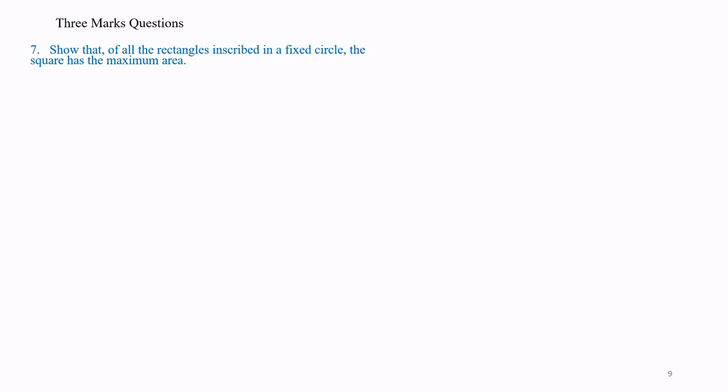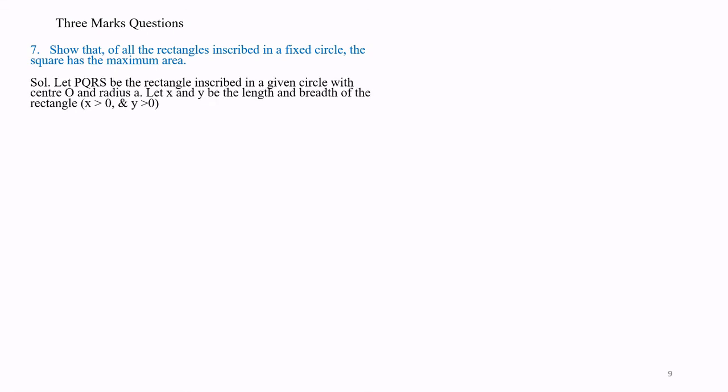Question number 7. Show that of all the rectangles inscribed in a fixed circle, the square has the maximum area. Let us solve it. Let PQRS be the rectangle inscribed in a given circle with center O and radius a. Let x and y be the length and breadth of the rectangle. x is greater than 0 and y is also greater than 0.